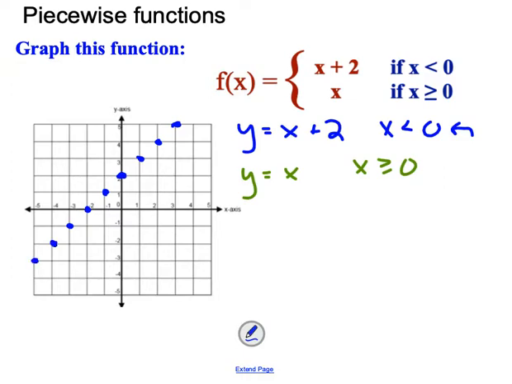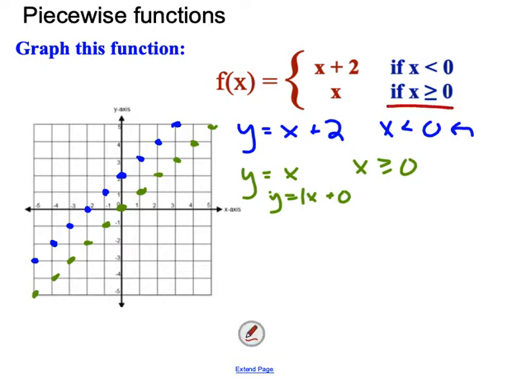Okay? Then my other one, y equals x, well that's like y equals 1x plus 0. So that's a y-intercept of 0 with a slope of 1. Looks like these guys are parallel. I'm keeping these as points right now because I have got to start thinking about the boundary.